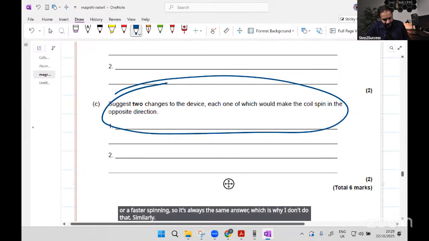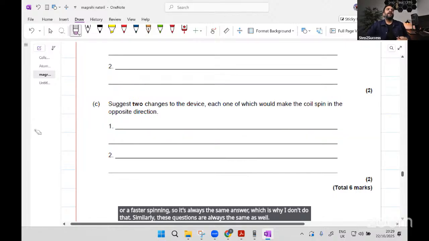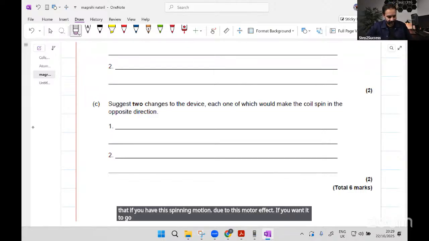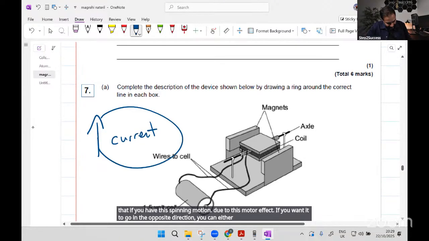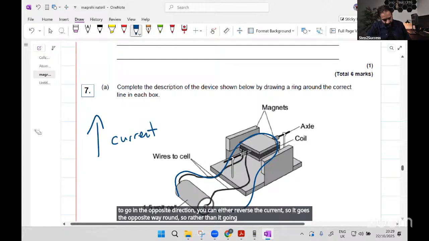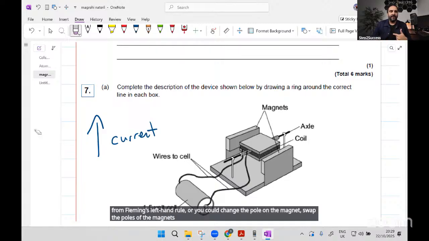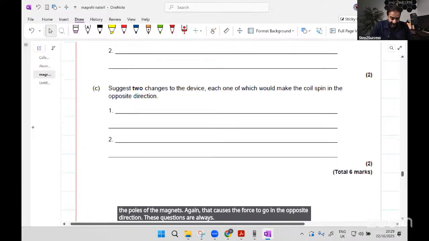Similarly, these questions are always the same as well. If you have this spinning motion, due to this motor effect, and you want it to go in the opposite direction, you can either reverse the current, so it goes the opposite way round. So rather than it going this way round, it goes the other way around, because that swaps the direction of the force from Fleming's left-hand rule. Or you could change the pole on the magnet, swap the poles of the magnets. Again, that causes the force to go in the opposite direction. These questions are always basically the same thing.